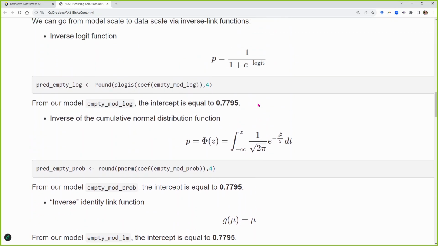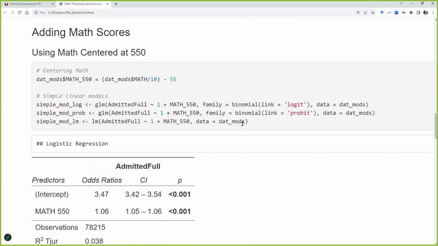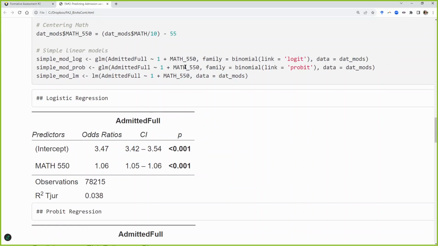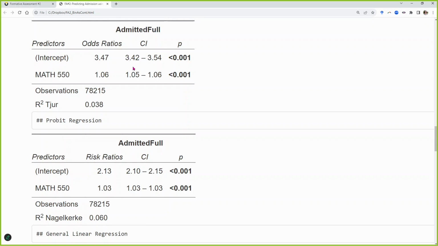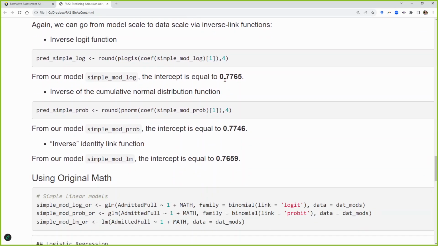So you can see that these three different models, even when they have different model scales, the data scale will be the same thing. Okay? Then I added only one predictor, which is math scores, to show you how the results were consistent. So again, even when we have different model scale, across models, we will have almost the same conclusion about what the predicted probability of admission is, specifically for someone with a math score equals 550.